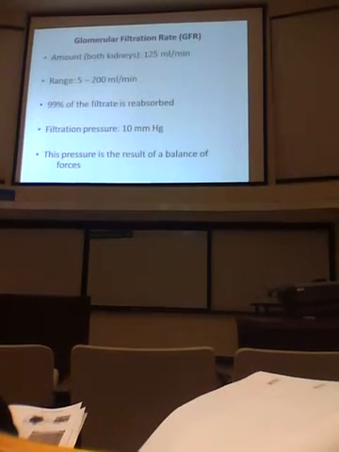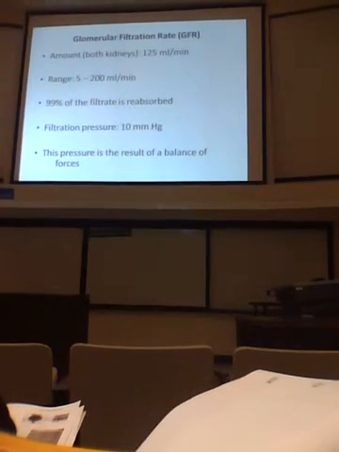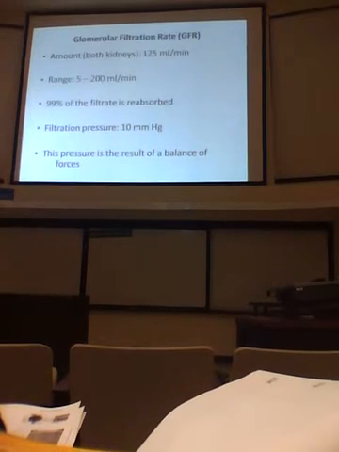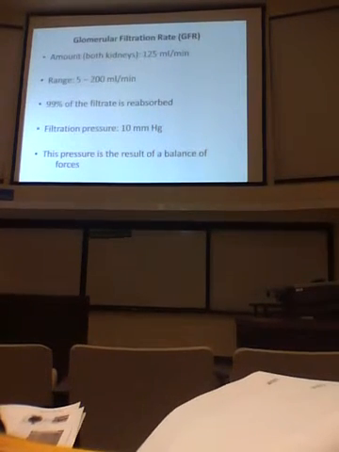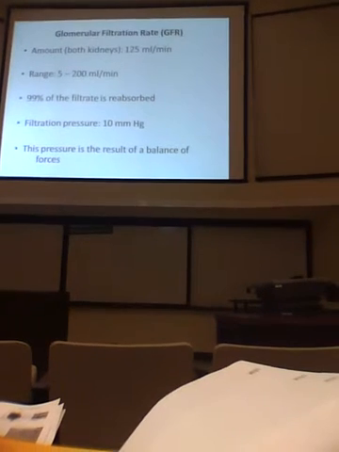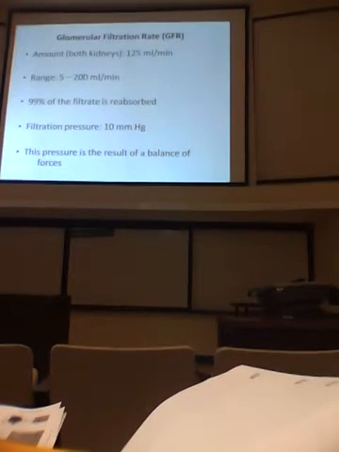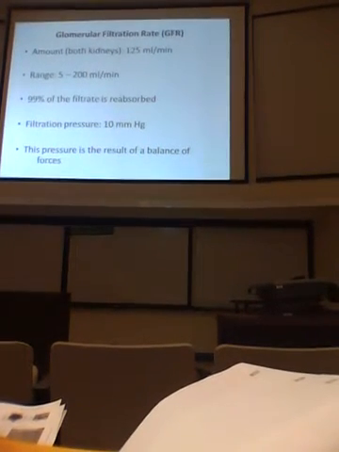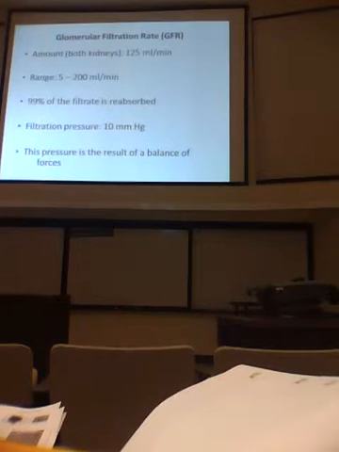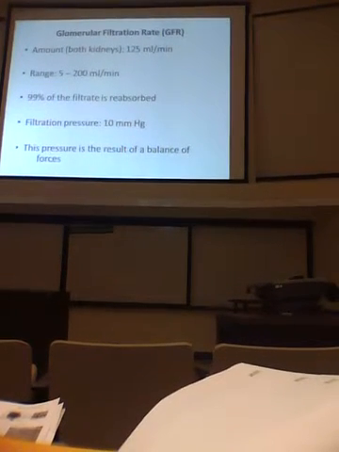Now, I said 125 mils per minute, but there's a big range, depends on your physiological state of hydration or dehydration, and we'll talk about that as well. But 125 mils is a standard number which people use. So 125 mils a minute, 99% is reabsorbed, you actually produce about 1 mil per minute of urine. And this filtration rate is dependent on the pressure favoring filtration across the filter. So the actual filtration pressure is about 10 millimeters of mercury.